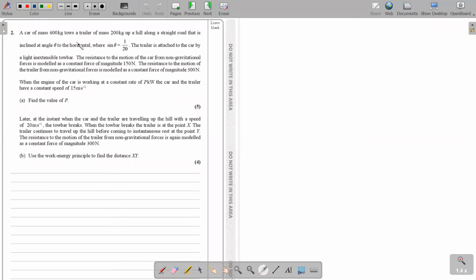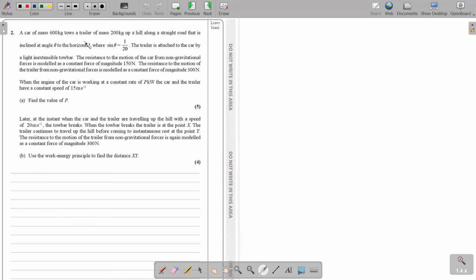A car of mass 600 kg tows a trailer of mass 200 kg up a hill along a straight road that is inclined at an angle theta to the horizontal where sin theta is 1 over 20. The trailer is attached to the car by a light inextensible tow bar. The resistance to the motion of the car from non-gravitational forces is modeled as a constant force of magnitude 150 newtons. The resistance to the motion of the trailer from non-gravitational forces is modeled as a constant force of magnitude 300. First things first, you have to draw your diagram.